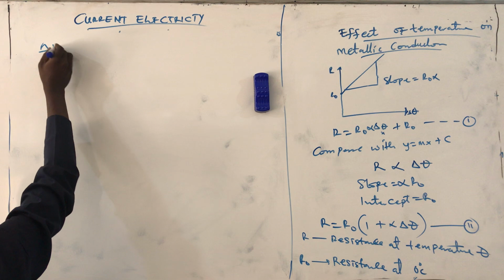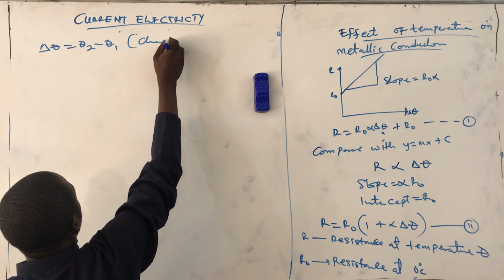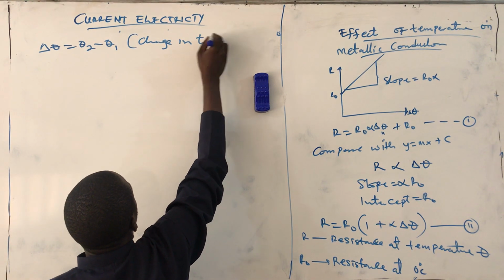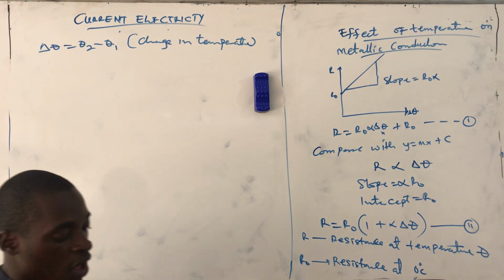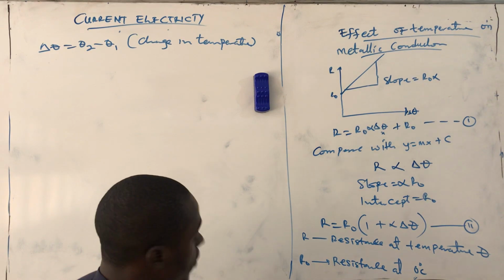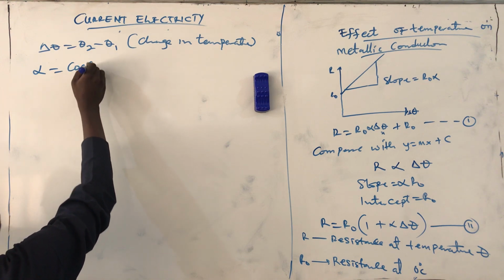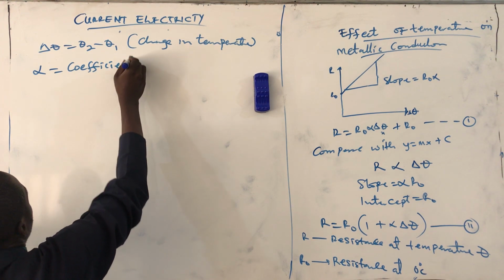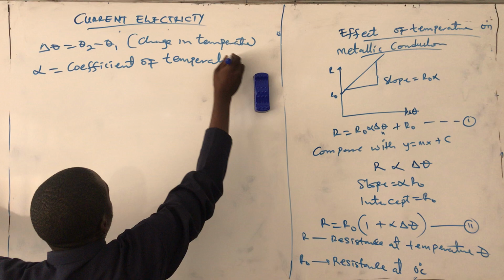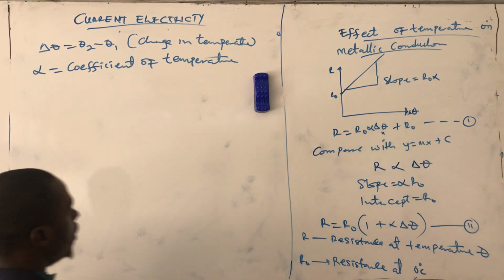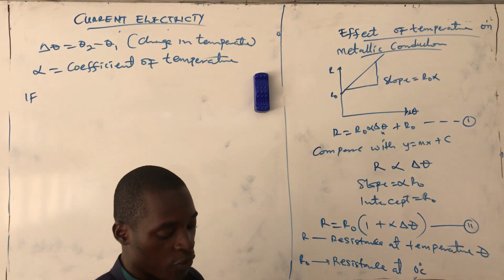Theta, which is theta 2 minus theta 1, is the same thing as change in what? Change in temperature. So it's change in temperature, and our alpha is the temperature coefficient. This is the coefficient of temperature.